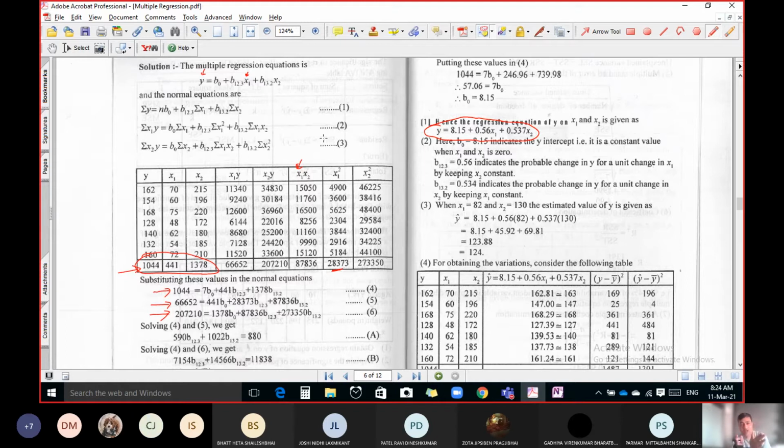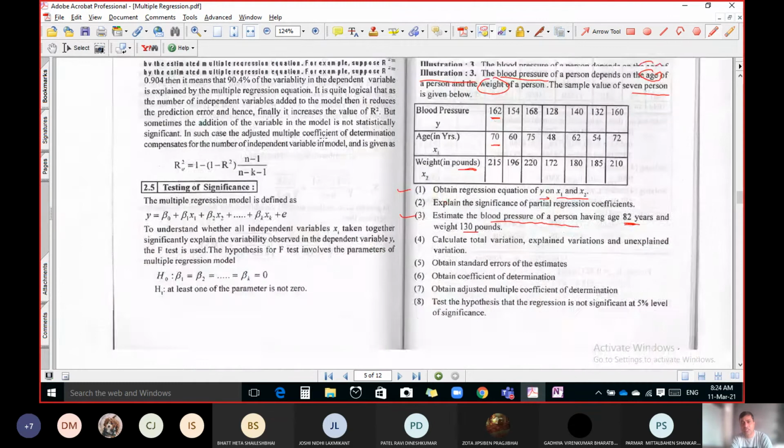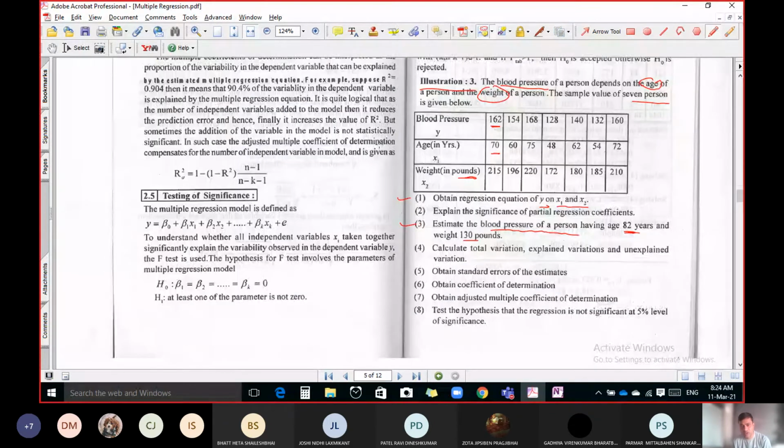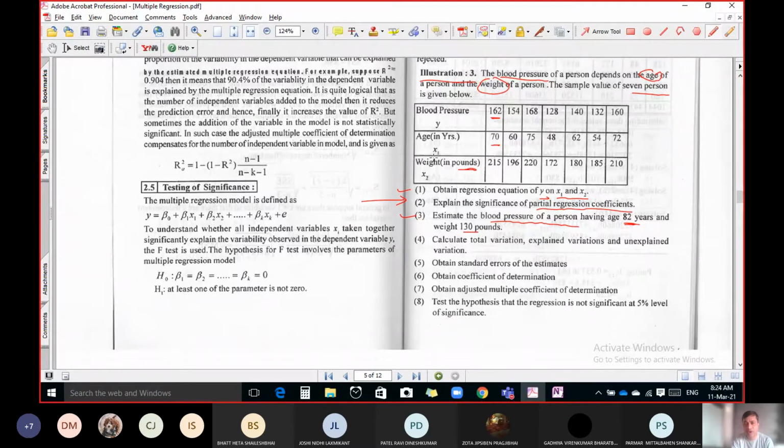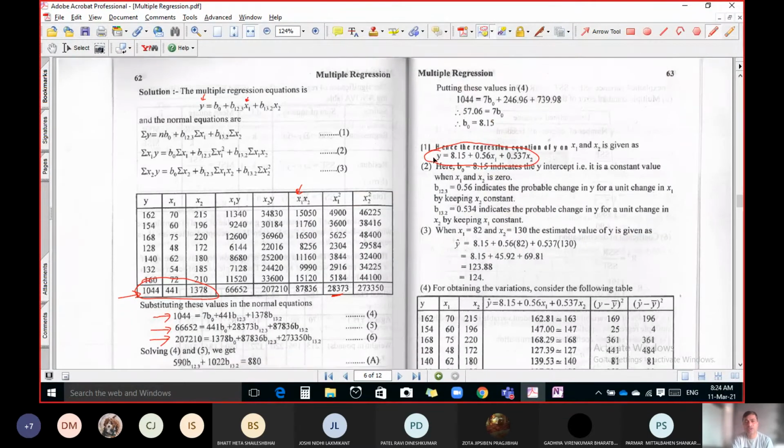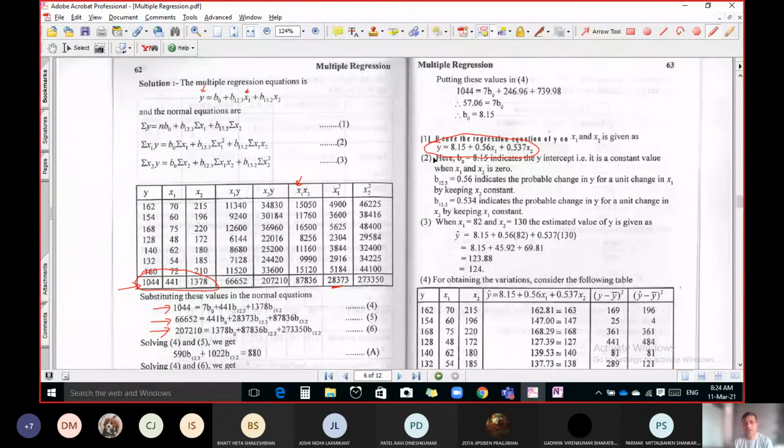So that is the calculation, the repetition only of illustration 1. Now see question number 2. First of all, explain the significance of partial regression coefficient. Partial regression coefficient is nothing but b0, b12.3 and b13.2. So you have to write the meaning of b0, b12.3, b13.2. So b0 is 8.15.